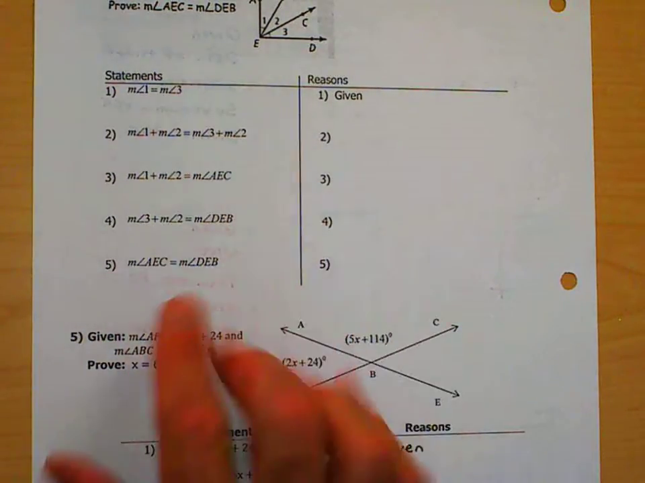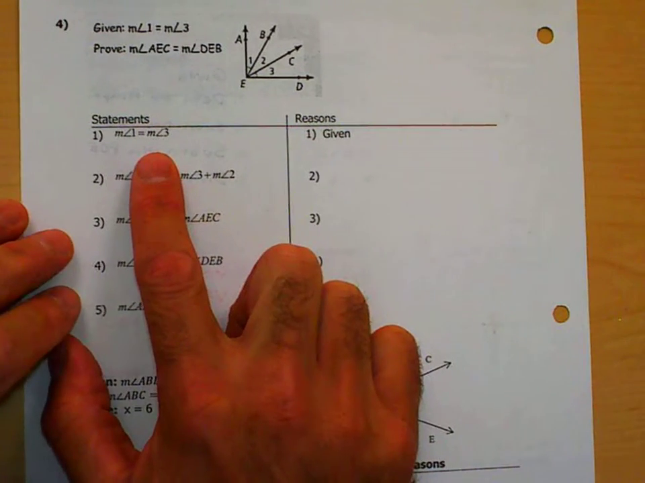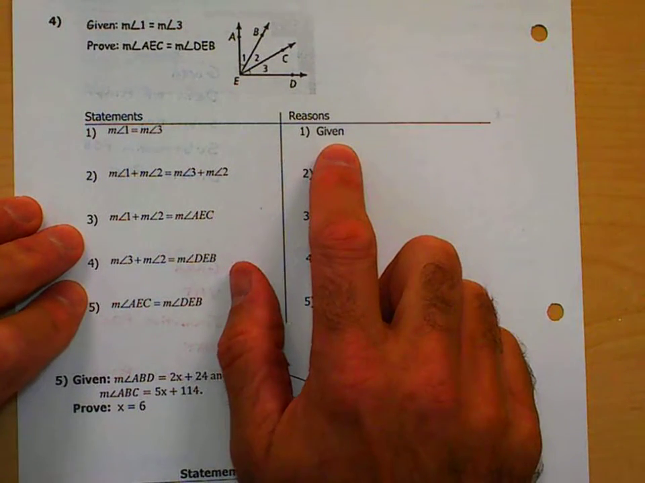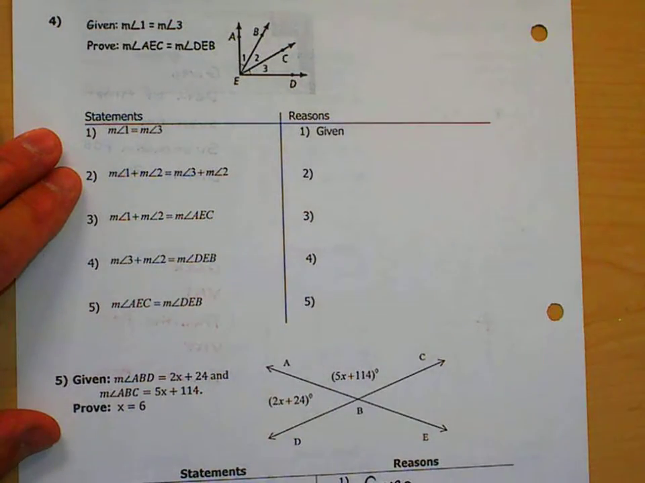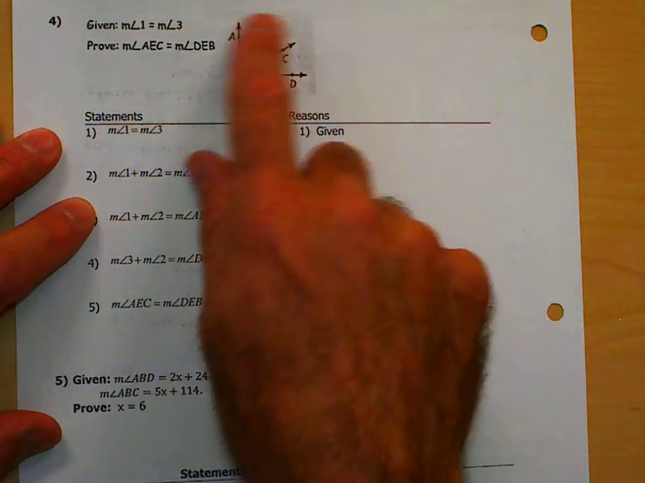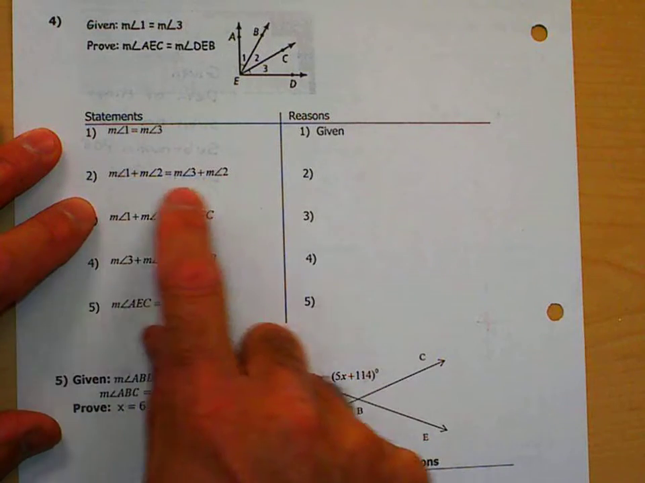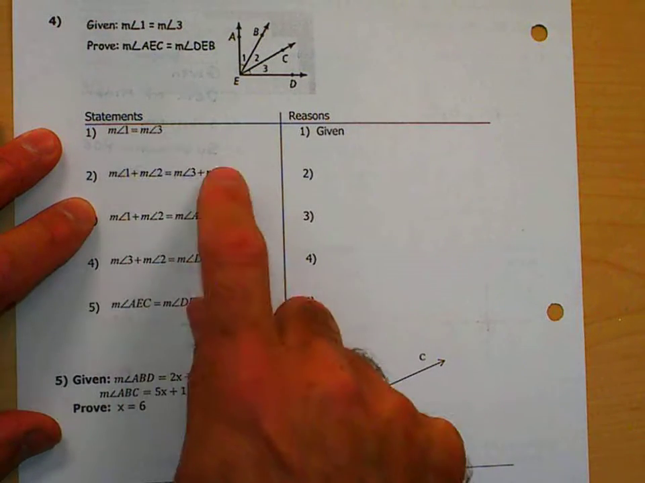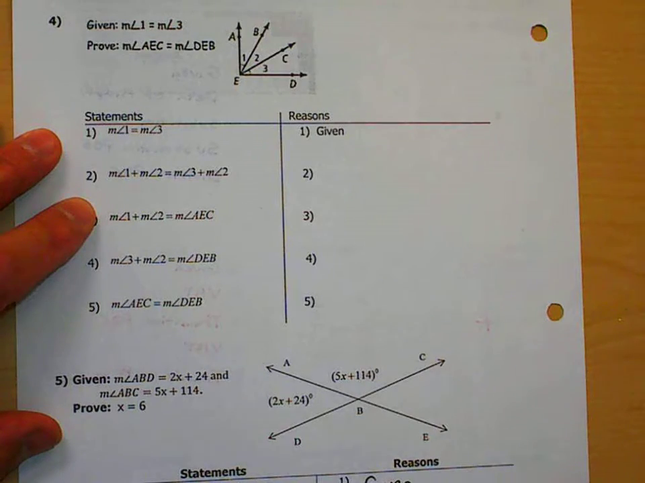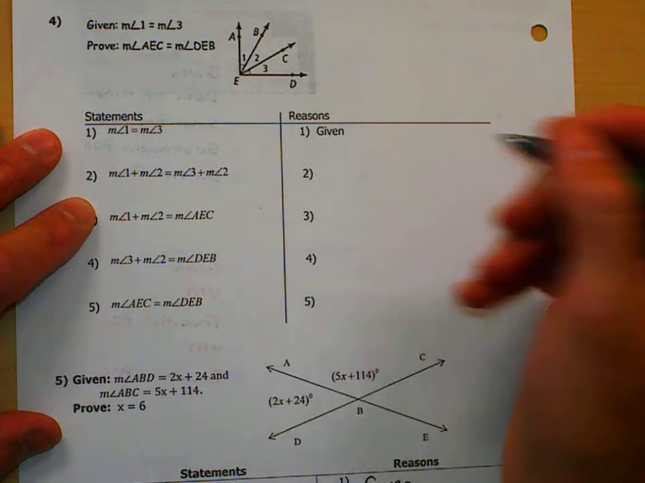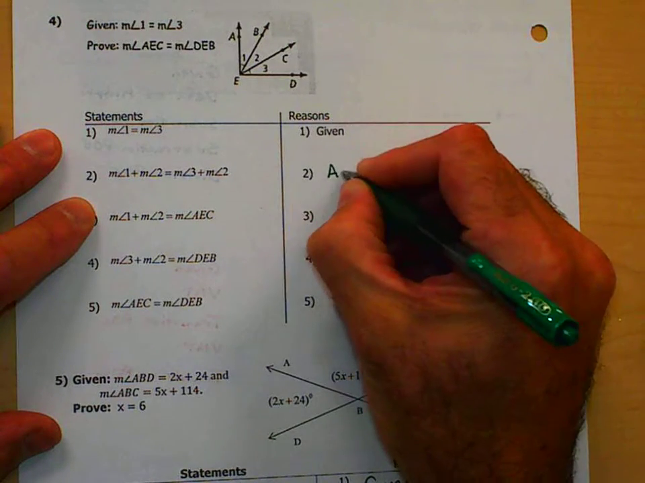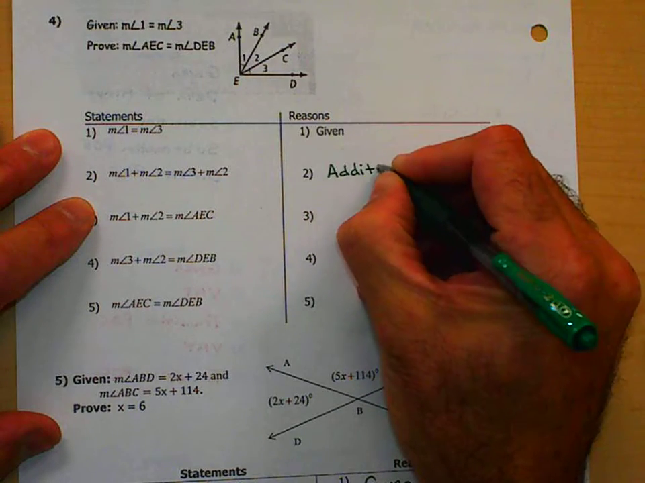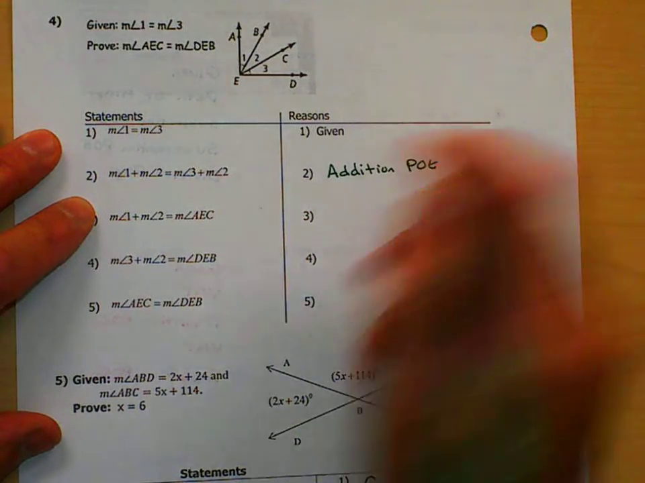Number 4, the first statement, obviously, I've rarely seen any situation where you don't start with the given information. You want to get that into your proof. Once you have 1 congruent to 3, I don't see anything in the picture that's going to give me something like this, but I can tell you that I'm adding measure of angle 2 to both sides, so the addition property of equality would give that to me.